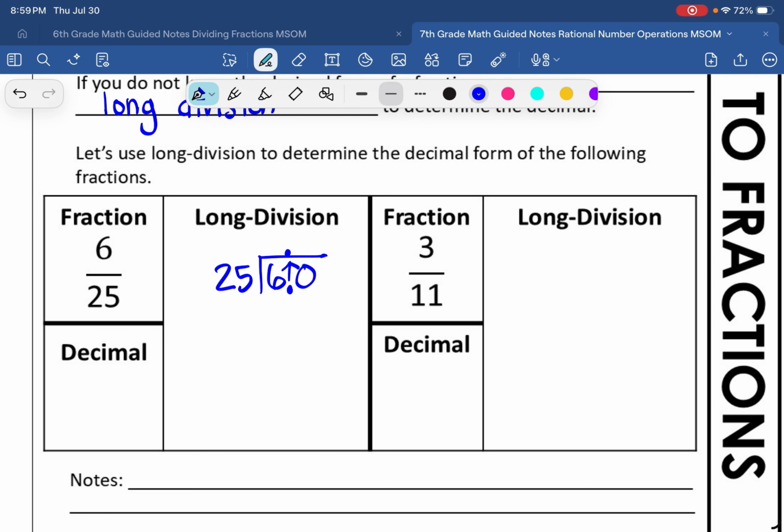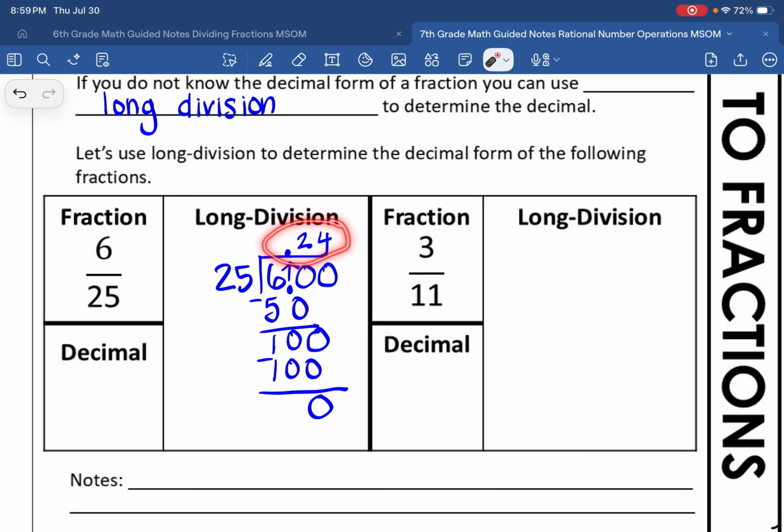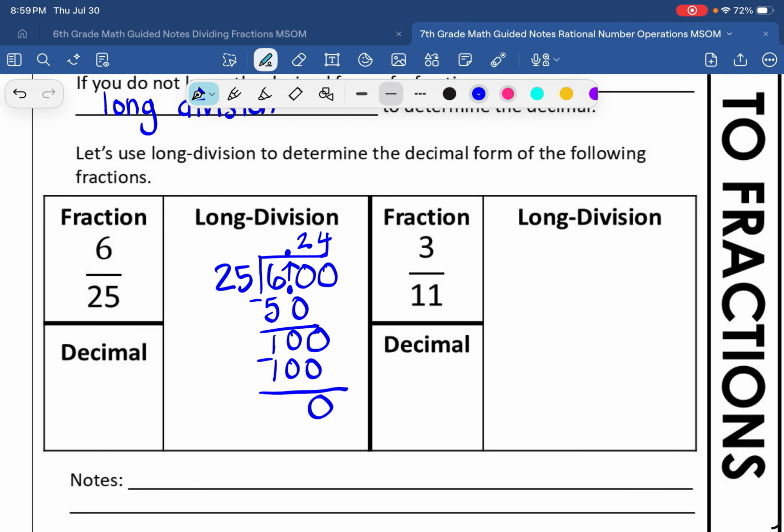So 25 will go into 60 2 times. 25 times 2 is 50. Subtract, 10 is less than 25. And I'm going to keep going because I don't have a remainder of 0 yet. So I'm going to bring down another 0. 25 will go into 100 4 times. 25 times 4 is 100. And that is a remainder of 0. So I am done dividing. So 6 divided by 25, or in decimal form, is the decimal 0.24. Now let's do 3 11ths.